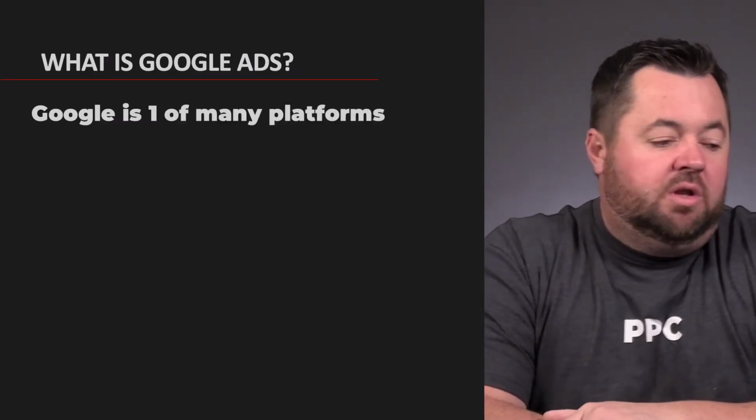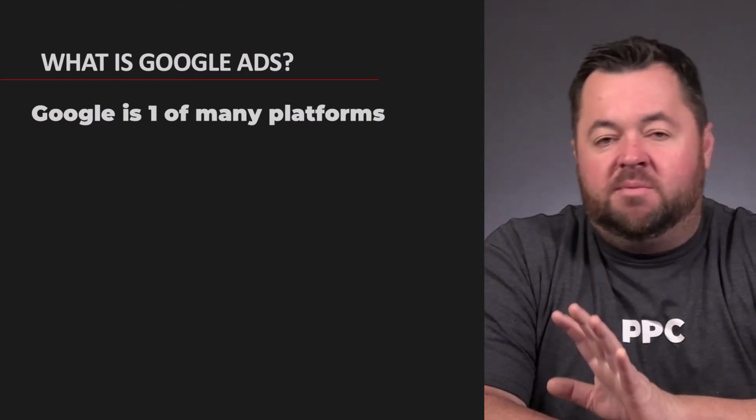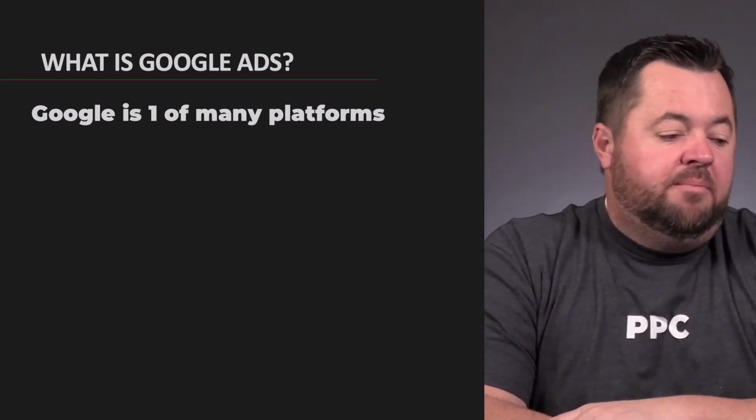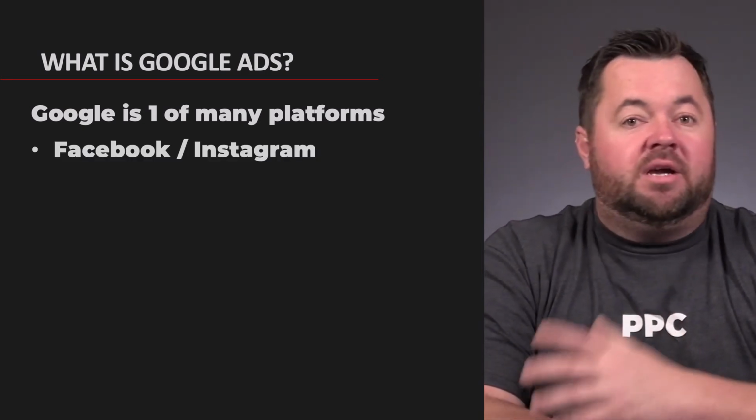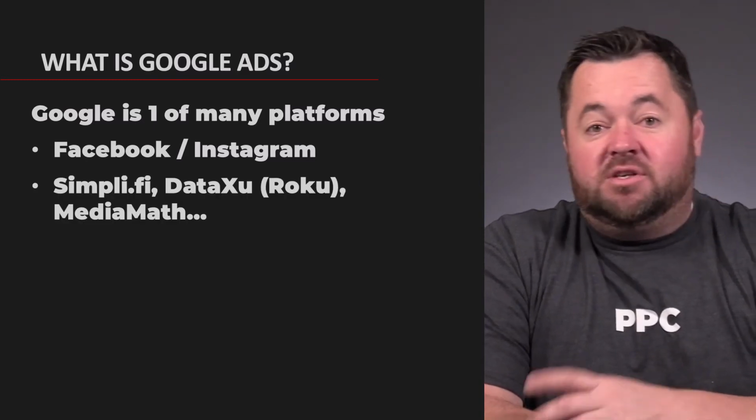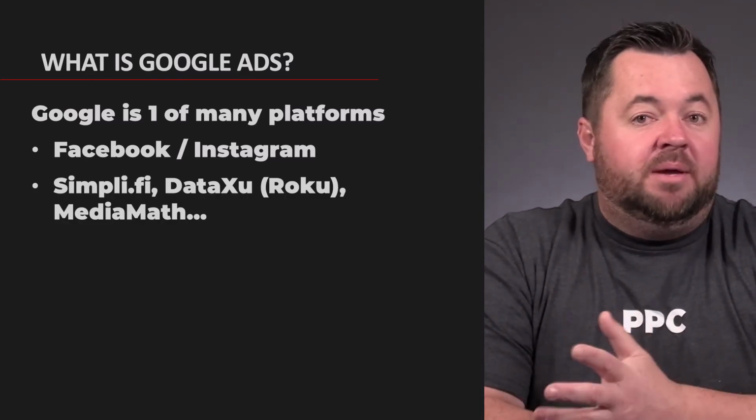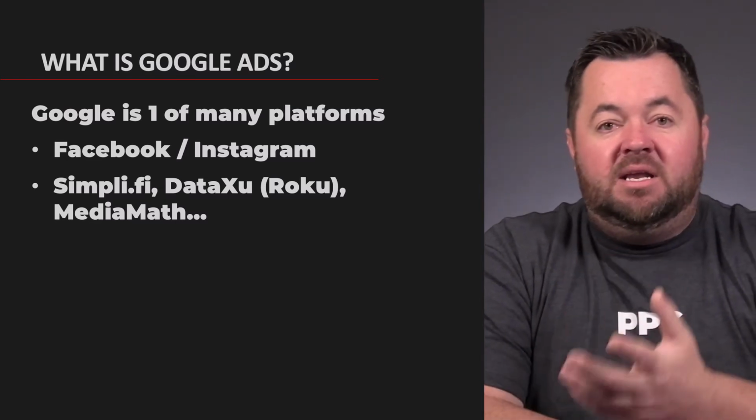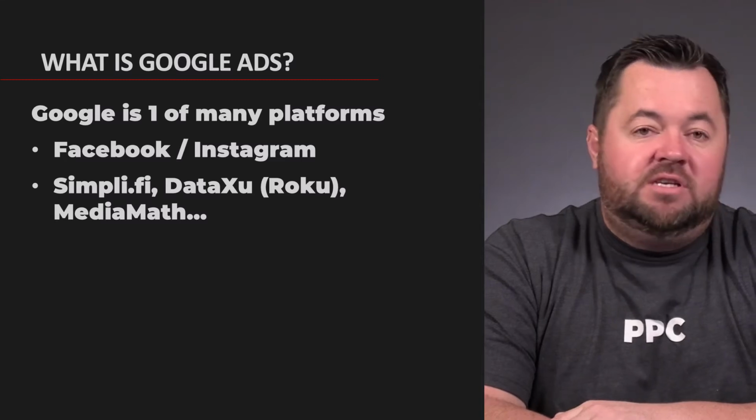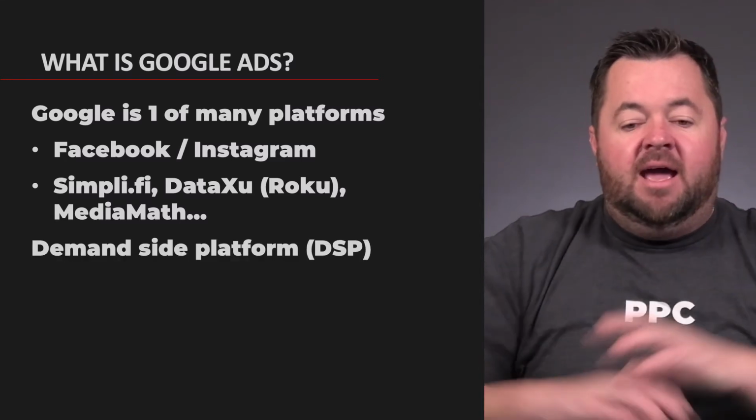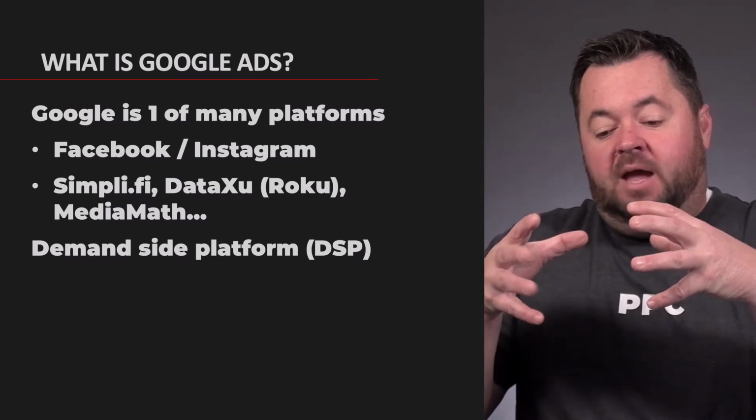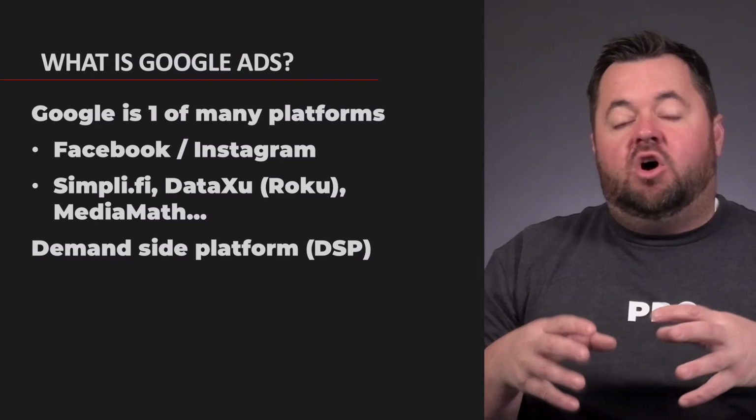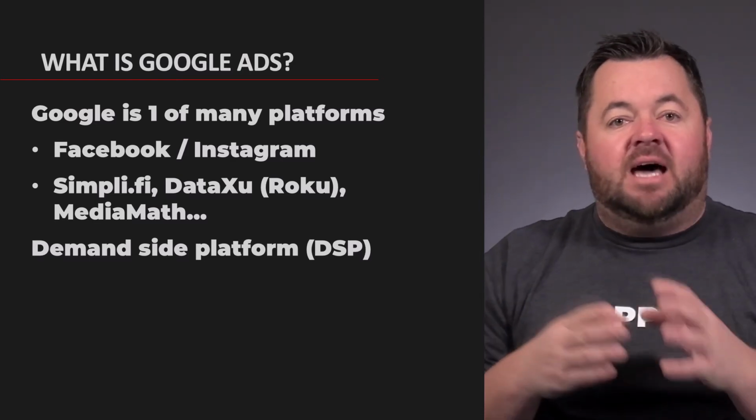So what is Google Ads? Google is one of many platforms. It's not the only way to advertise on the internet, but it is the focus of these next few videos. There are a lot of other platforms like Facebook, Instagram. You can advertise on display networks and through display platforms like Simplify, DataZoo, which has just become Roku, MediaMath. There are a lot of different ways that you can advertise, and any platform where you can create a campaign, put in a credit card, and actually issue an order is called a DSP, or demand side platform.